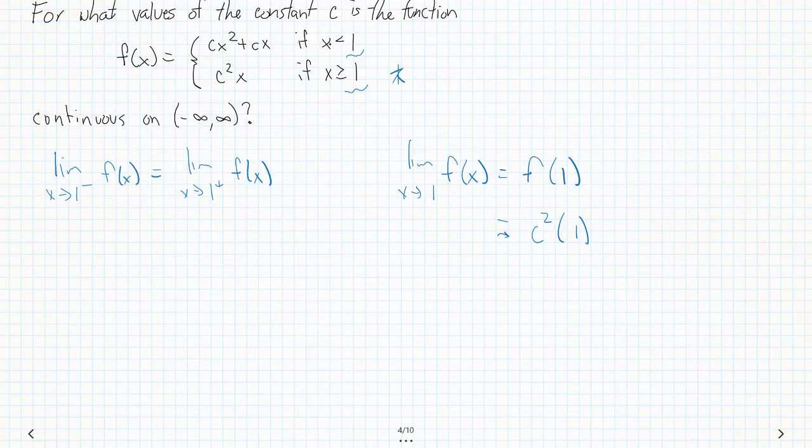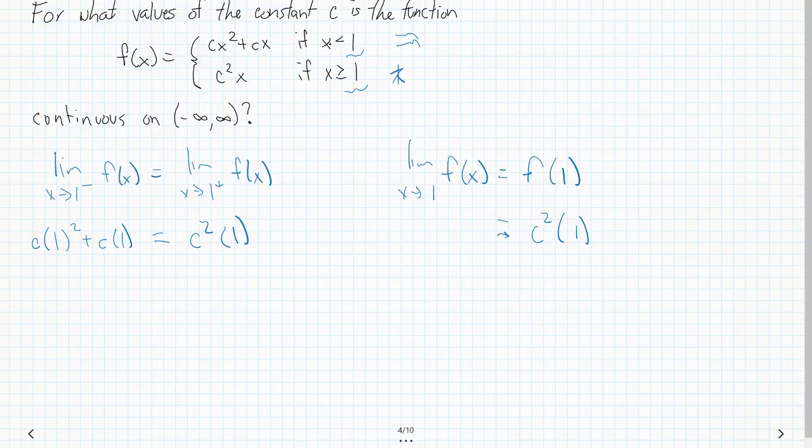Okay, so now taking a look, what is the left hand limit? Well, we're going to use, and let me put a couple squiggly lines right there, that top equation. So this would be c times 1 squared plus c times 1. And our right hand limit should be just c squared times 1. And notice the beautiful thing here is that is just f of 1 as well. Keeping that in mind, notice we get 2c equals c squared.